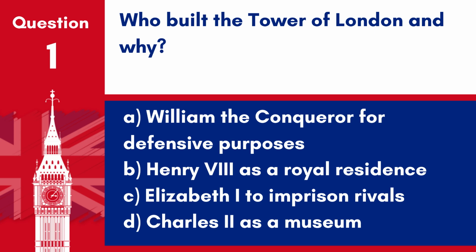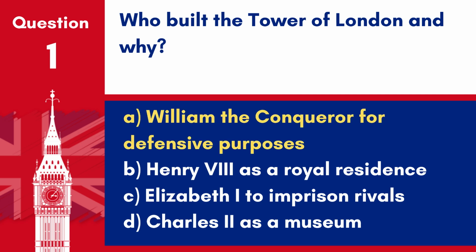Question 1. Who built the Tower of London and why? A. William the Conqueror for defensive purposes. B. Henry VIII as a royal residence. C. Elizabeth I to imprison rivals. D. Charles II as a museum.